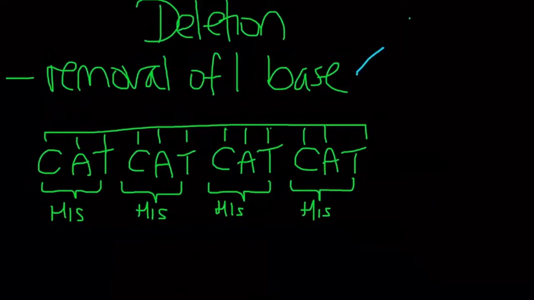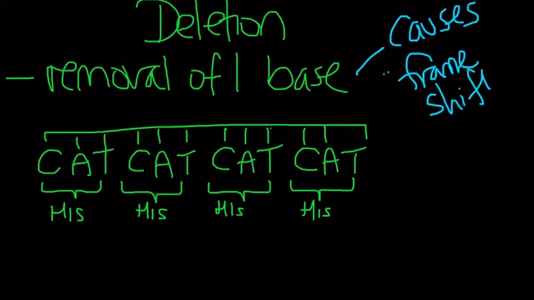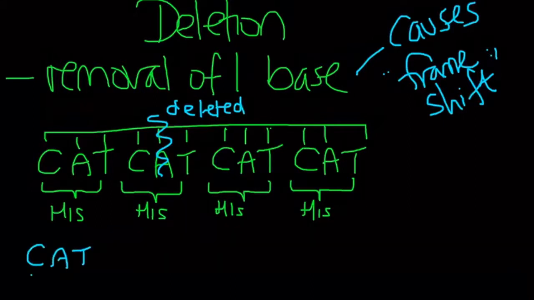A deletion mutation is the removal of one base, and this would cause what is known as a frame shift. So we're looking in this example where we have 4 sets of the same code, CAT, for the same amino acid, HIS or histidine. If the second A is deleted, then this will cause the frame shift to happen.